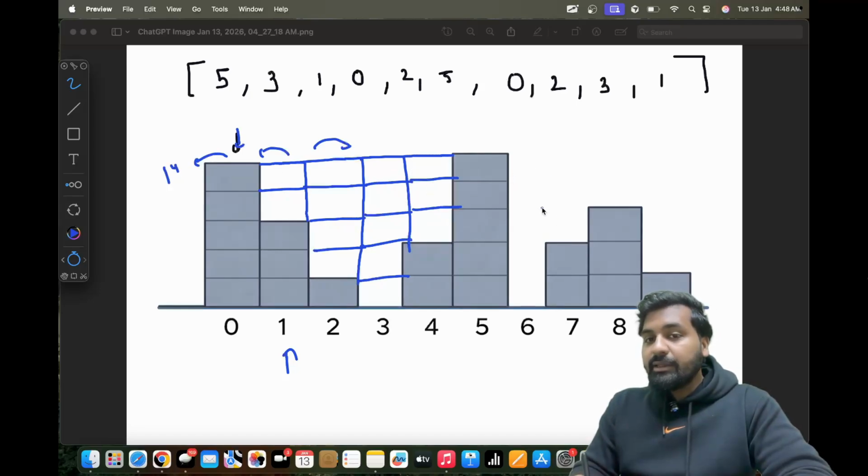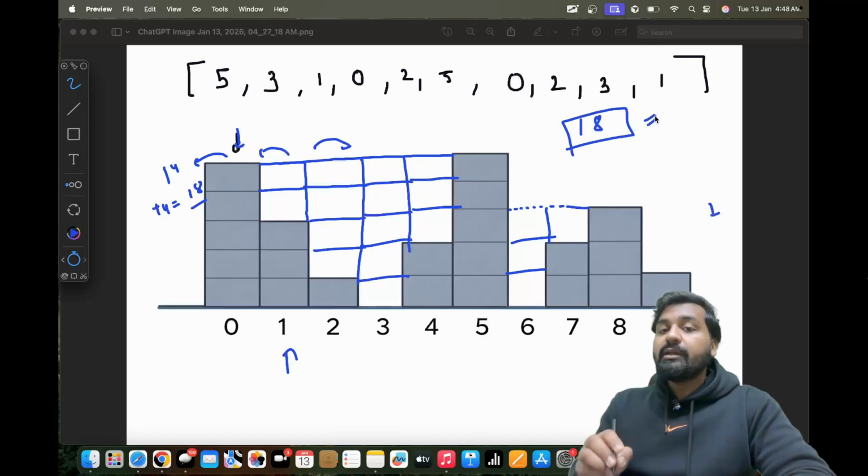Now we will come here. Here also we can only fill water here, right? If rain comes, water will be trapped only in this part. 1, 2, 3, 4. Nothing on the right side because there is no support on the right side to store water. So 1, 2, 3, 4. So total water will be 14 plus 4, which is 18. So the answer is 18 blocks of water can be stored in this.